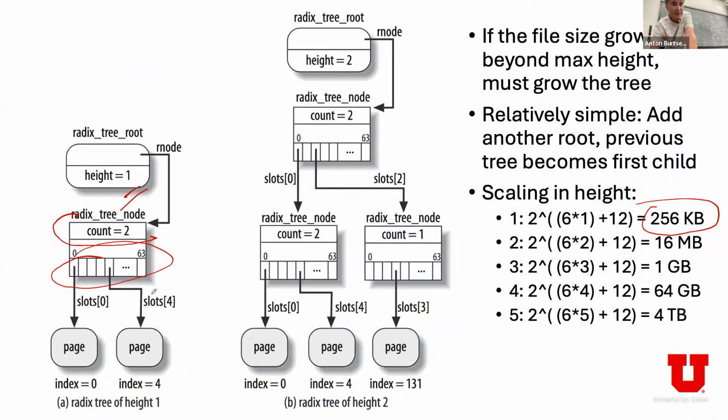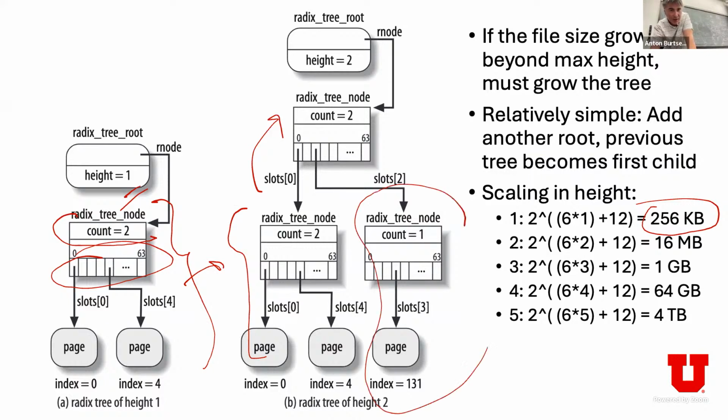And the upgrade is relatively easy because this part of the tree is exactly the same. You're just adding a parent on top, and adding this other half, and immediately you cover a file up to 16 megabytes. Then height 3 is 1 gigabyte, height 4 is 64 gigabytes, and height 5 is 4 terabytes.